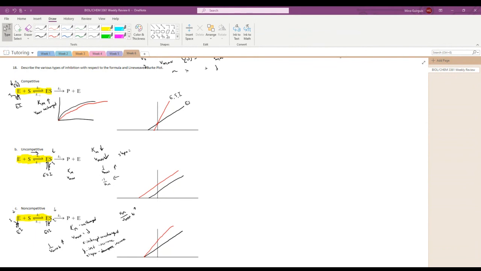Okay, with uncompetitive inhibitors, because you're binding to the enzyme-substrate-inhibitor complex, you actually increase the affinity of the enzyme for the substrate, but in doing so decrease the Vmax, and because you're increasing the affinity, you decrease Km. So the slope stays about the same, and what you get is a line that's shifted over to the left.